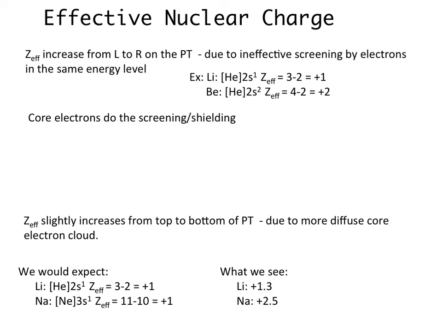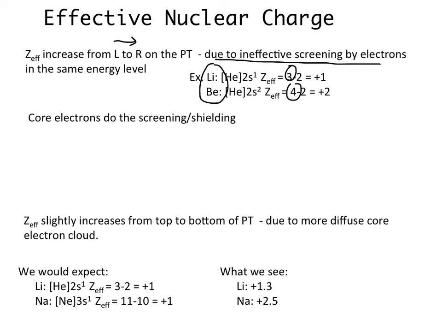So effective nuclear charge trends, in terms of going from left to right on the periodic table, you're going to see an increase in your Z-effective. Okay, so it's going to be getting larger. And this is due to the ineffective screening by electrons in the same energy level. So if we look at something like lithium and beryllium, going from left to right, what I want you to notice is that the number of protons for lithium and beryllium are different. So when we plug in our Z values, our number of protons, those should be different values.